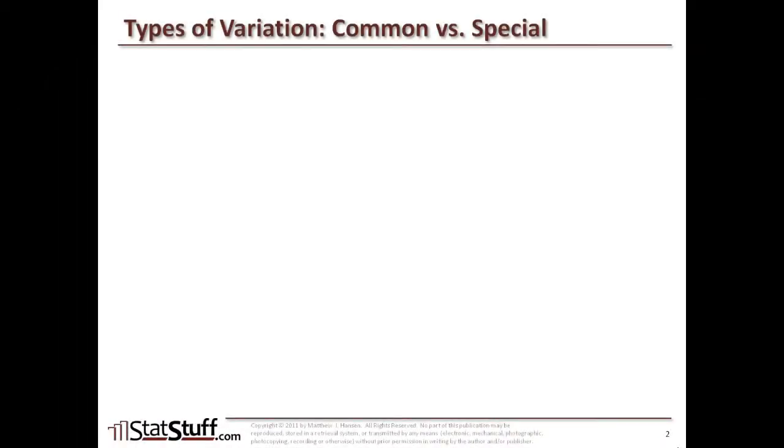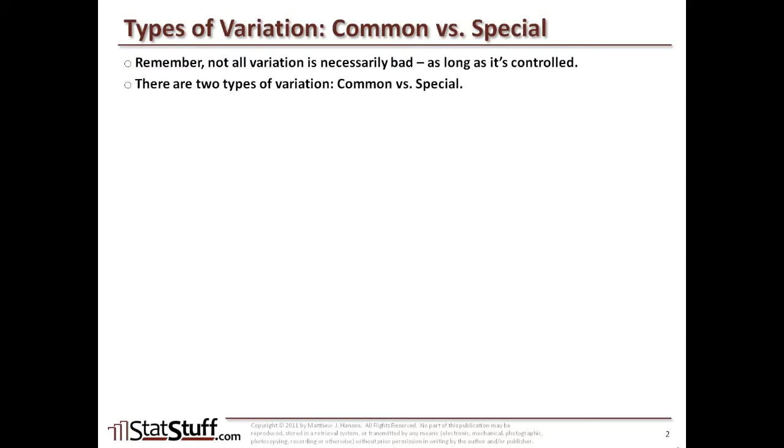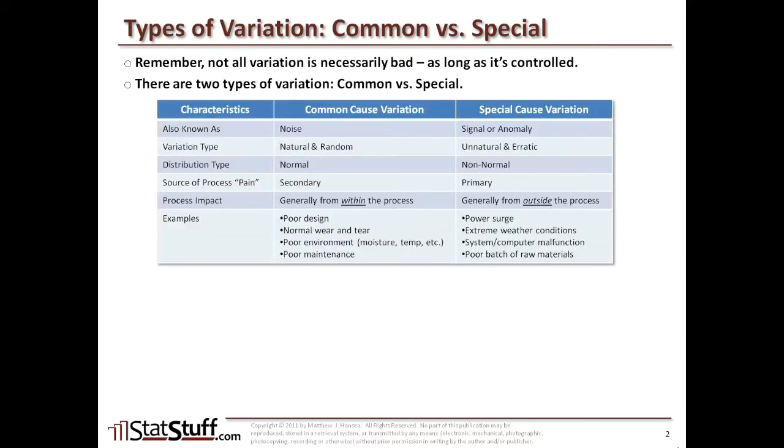Well, in that prior lesson on the different types of variation, like common versus special cause variation, we described how not all variation is necessarily bad as long as we can control it and at least understand and try to control it. We said that common cause variation, also noise, is something that naturally occurs within the normal part of the process, and it usually reflects a normal distribution. It's typically part of the design or part of the normal environment, or maintenance, or those kinds of things that might occur on a common or more general natural basis for that type of process.